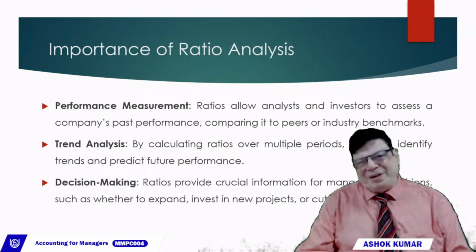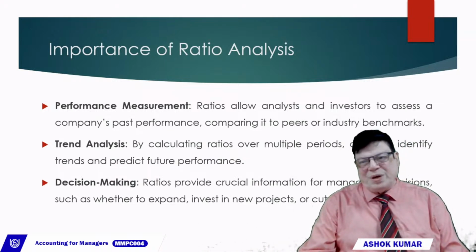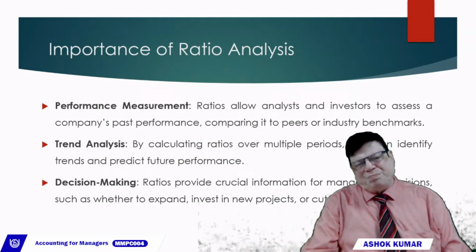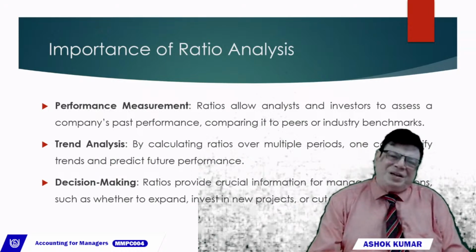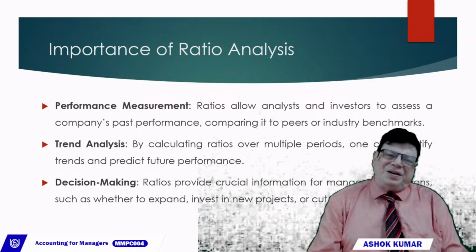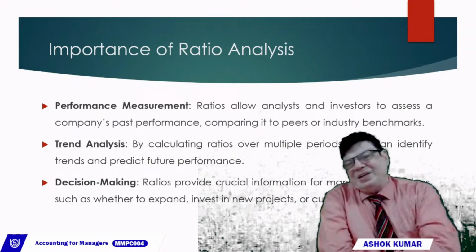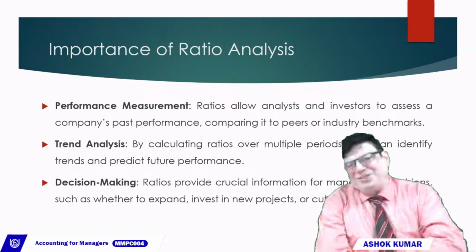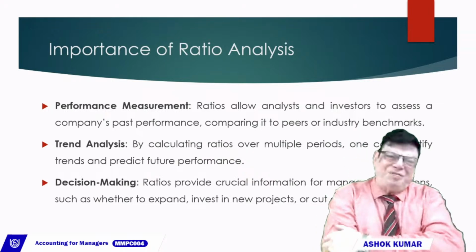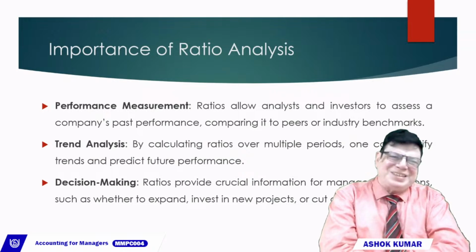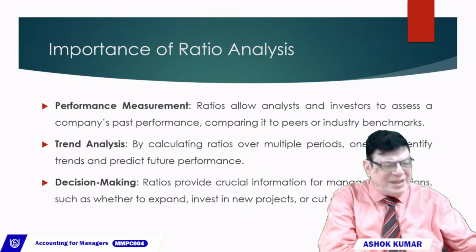Performance measurement: ratios allow analysts and investors to assess a company's past performance, how the company has done in the past, and compare it to peers or industry benchmarks. See what the benchmarks are for these industries. You see what the figures of the competitors are. So they study that, and accordingly they correct wherever they are lacking.